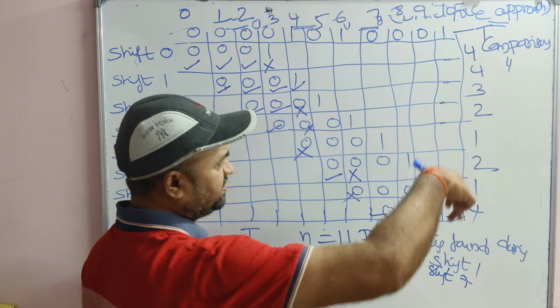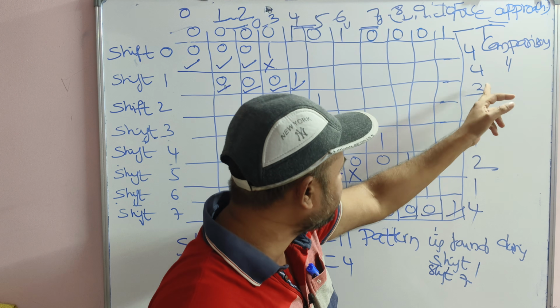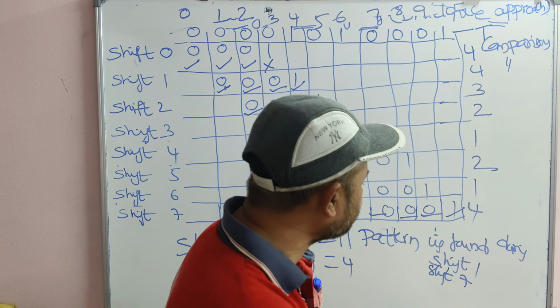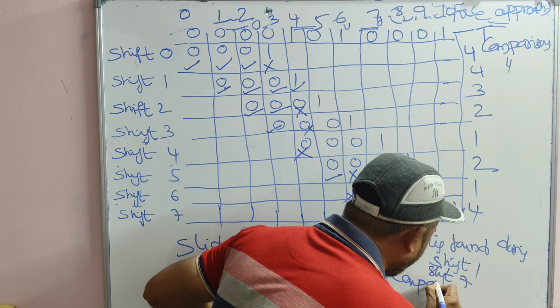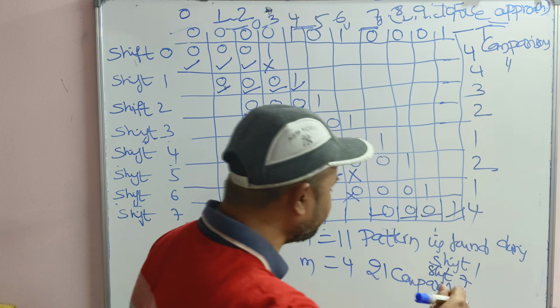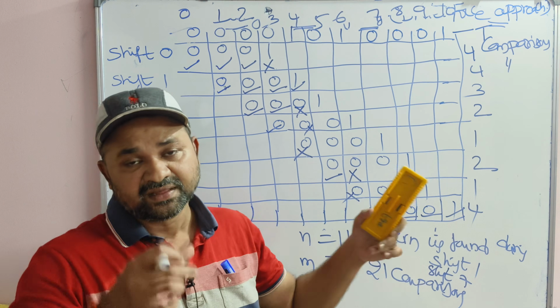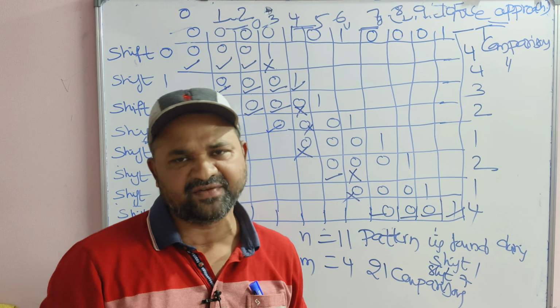So 4 comparisons. Let us count the number of comparisons. 8, 4 plus 4 8, 8 plus 3 11, 13, 14, next 16, 17 plus 4, 21. So the total number of comparisons required is 21. So here the number of comparisons as well as at which index or shift the pattern is found in the text, these two are very, very important.